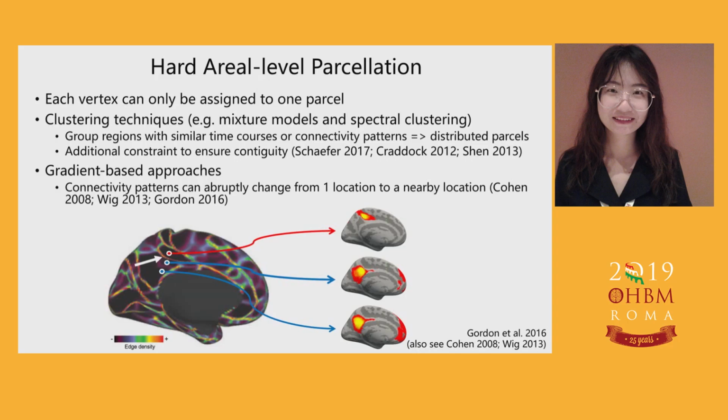The red color indicates rapid change of the functional connectivity at this location, and the dark color indicates slow change of functional connectivity at this location. By applying some post-processing, for example, the watershed algorithm, we can convert this gradient map into the Gordon 2016 parcellation shown here. So these are the area level parcellations.